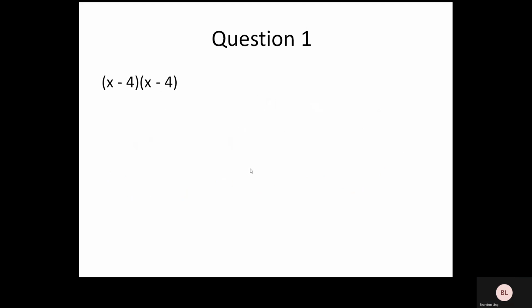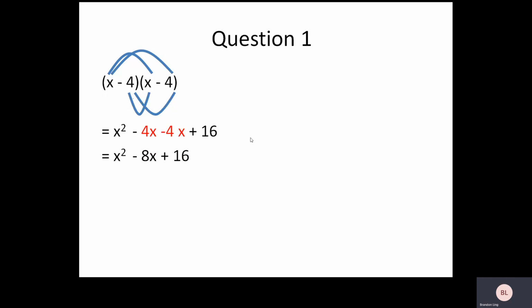(x minus 4) multiplied by (x minus 4). So with the conventional or the old method of calculation, you need to multiply this x by this x, followed by this x with the negative 4. Next will be negative 4 times x. The next one will be negative 4 times negative 4. So this is what you are going to have: x squared minus 4x plus 16. And the next line here, if you combine both reds together, negative 4x, it will become negative 8x. All right, so this is actually the conventional calculation.